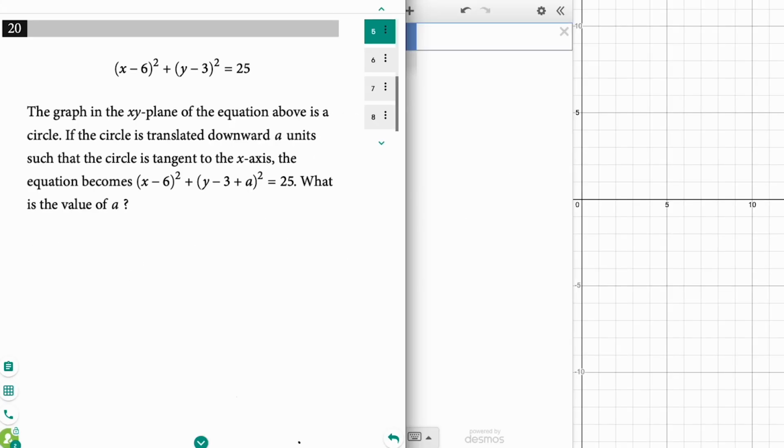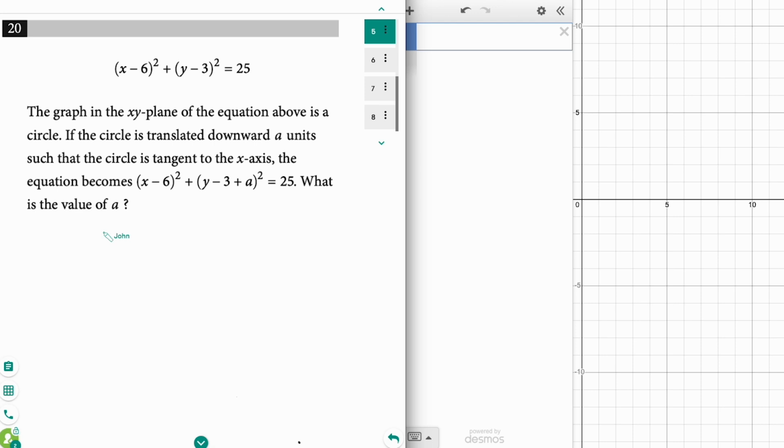The graph in the xy plane of the equation above is a circle. If the circle is translated downward a units such that the circle is tangent to the x-axis, the equation becomes x minus 6 squared plus y minus 3 plus a squared is equal to 25. What is the value of a?